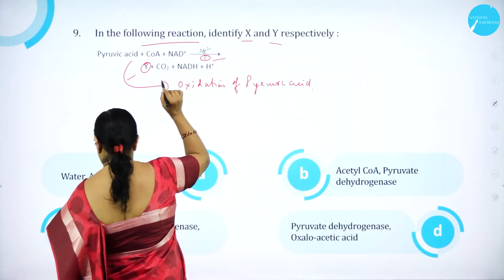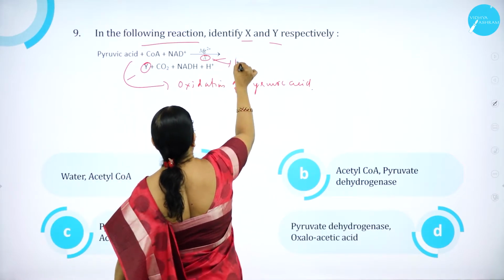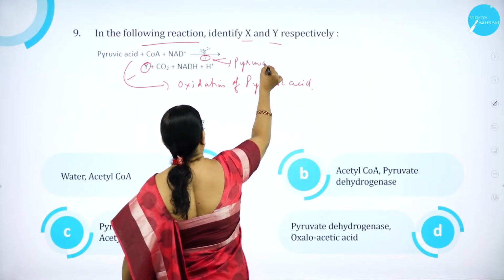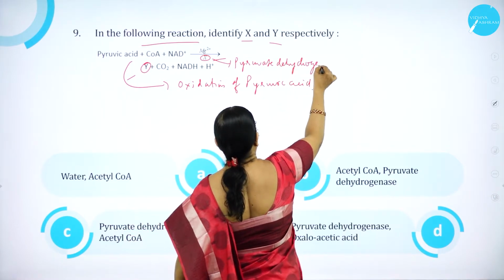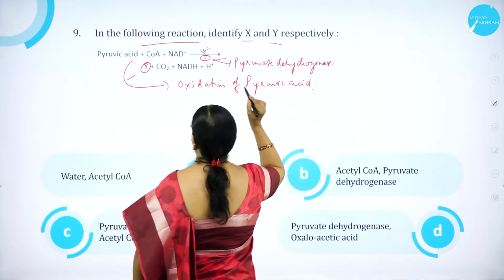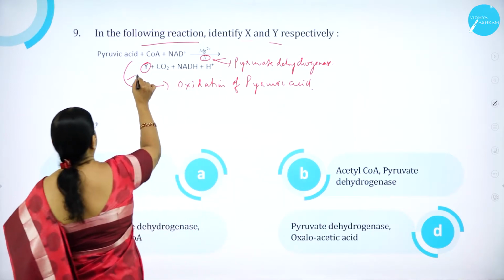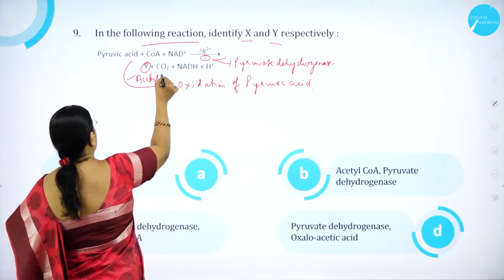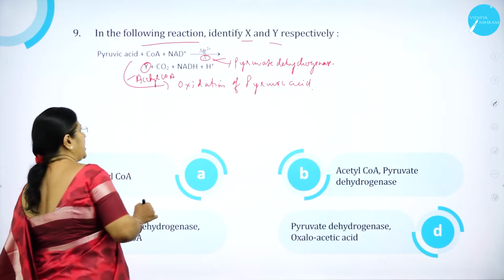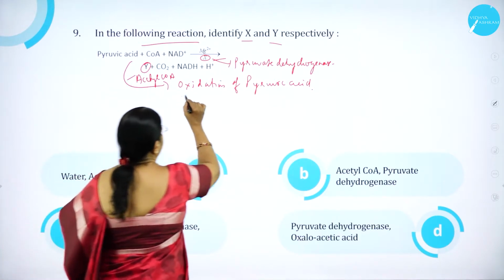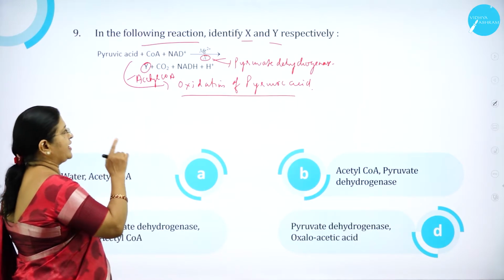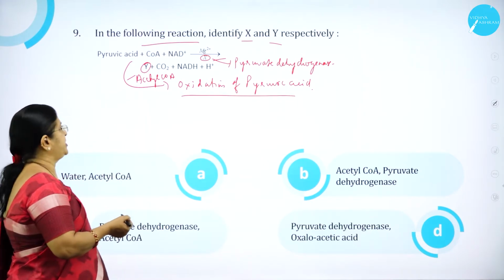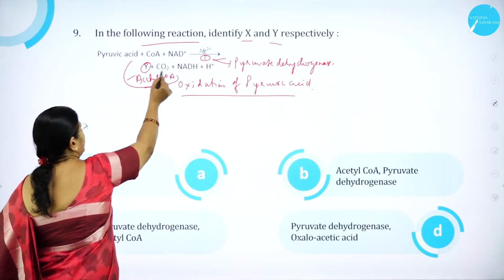So here it is pyruvate dehydrogenase, and here this is acetyl CoA. So this is a reaction of oxidation of pyruvic acid. So X is pyruvate dehydrogenase and Y is acetyl CoA.